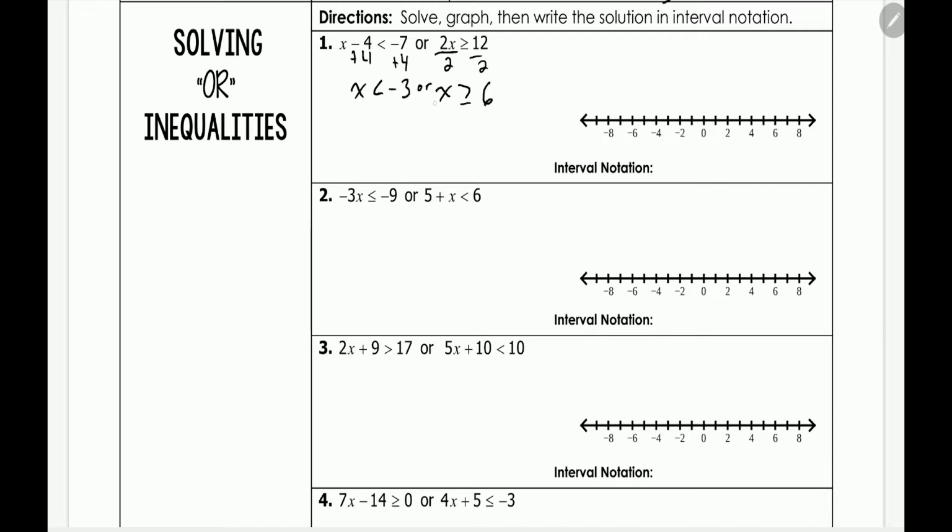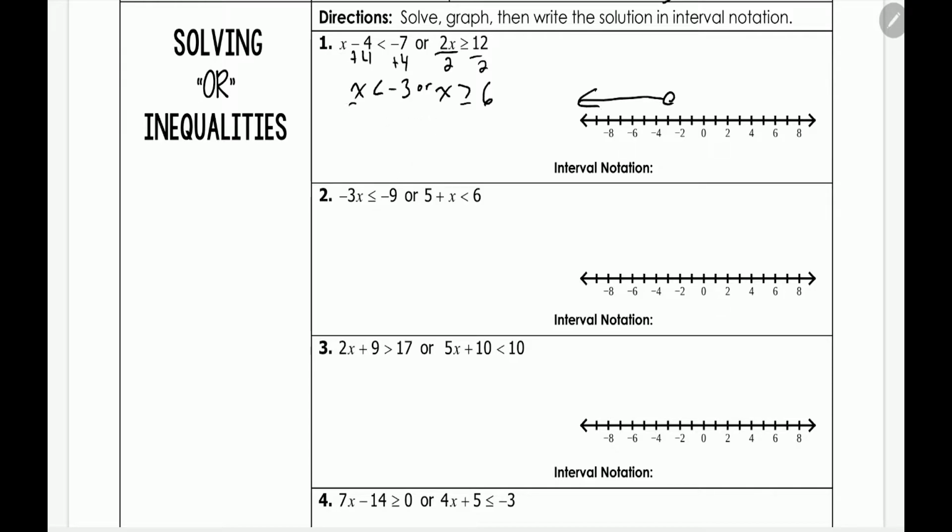And remember, there's an or in between. So let's start with the first one. We have x is less than negative 3. So we go to negative 3. Since it's less than, we have an open circle. And where are the numbers that are less than negative 3? Well, they're to the left.